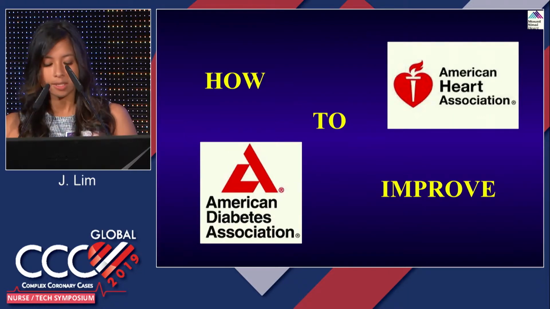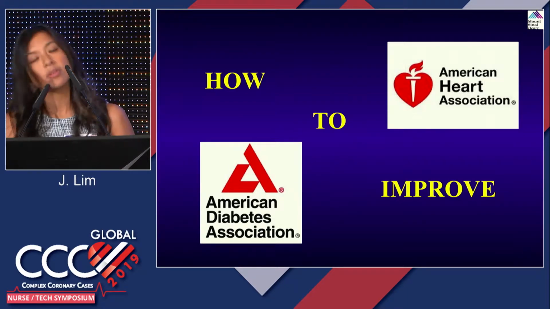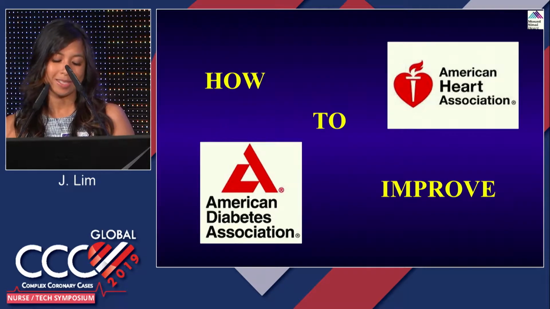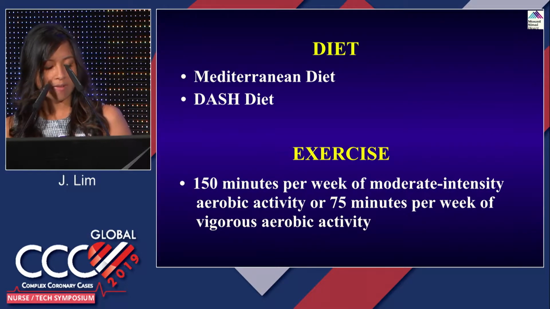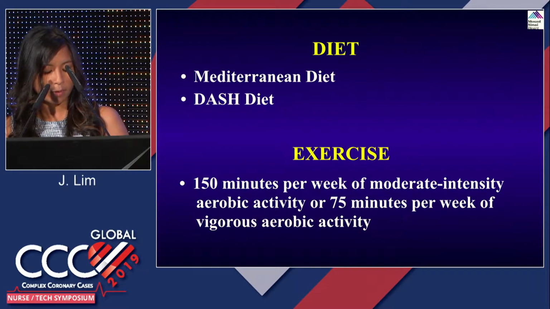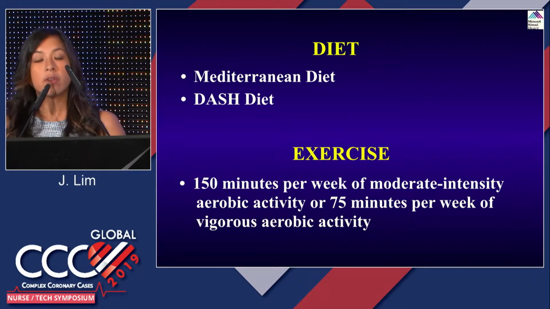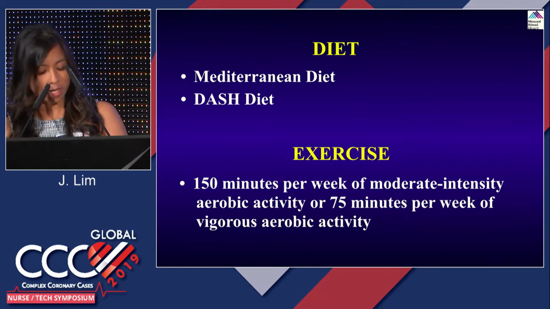So as clinicians, let's discuss some ways that we can improve diabetes and cardiac outcomes. Of course, first and foremost, diet and exercise. We have the Mediterranean diet, which focuses on eating plant-based foods, fruits and vegetables, whole grains, nuts, limiting red meat. There's also the DASH diet, similarly, vegetables, fruit, low-fat dairy, moderate amount of grains, fish, poultry, and nuts.